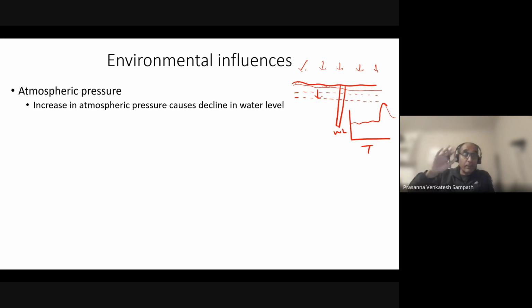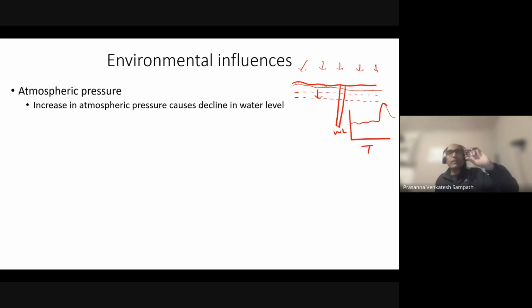But it is not actual recharge happening which is causing the water level to rise. It is the fact that the air molecules trapped in the unsaturated zone, their pressure has increased, and therefore they are causing the water level to apparently rise up. It is not a real rise. The water level is not actually rising up.